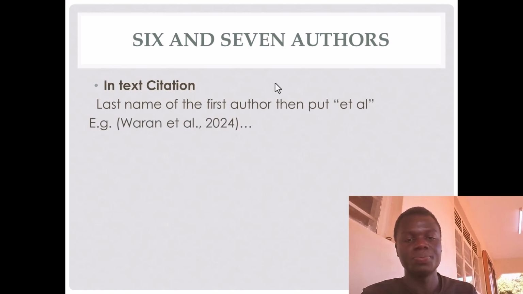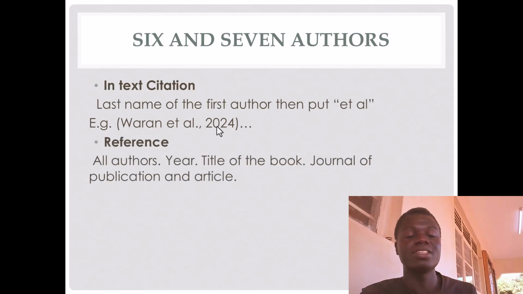So in your first citation, you can write the last name of the first author, you put "et al.", and then you put the year of publication in brackets. So when creating a reference list, you need to include all the authors, the year of publication, the title of the book, the journal of publication, and the article. You always need to indicate them.